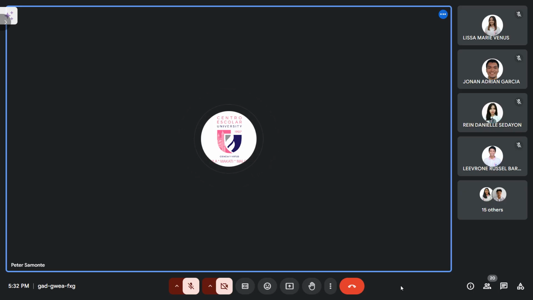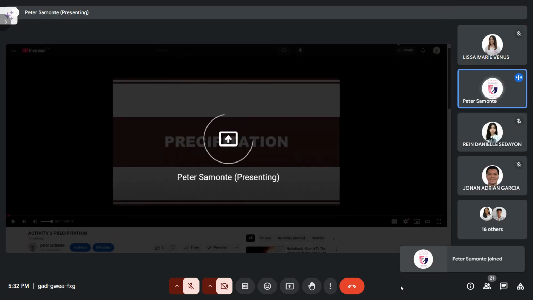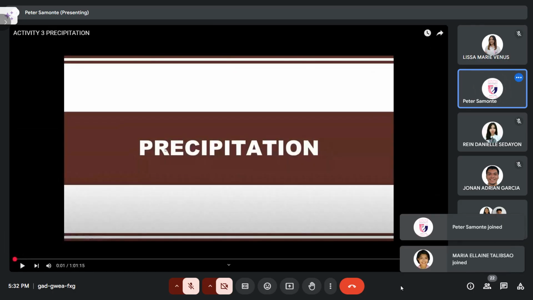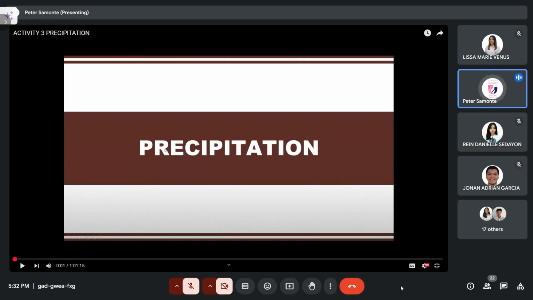Anyway, let's have the discussion of your precipitation. Now in the activity 2, we talk about agglutination, di ba? This time naman, precipitation tayo. If in agglutination, it would usually involve antigen and antibody. But for precipitation, it involves antigen and a soluble substance and an antibody. So sa agglutination, dalawa lang, usually antigen, antibody. But for precipitation, tatlo sila. It would involve another substance, yung mga soluble substances, which you will learn in this activity. So with that, let's start your activity 3, precipitation discussion.